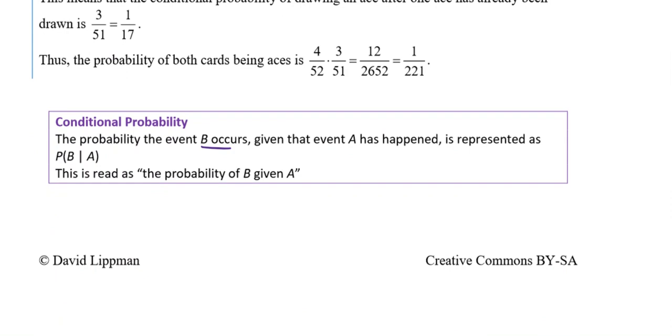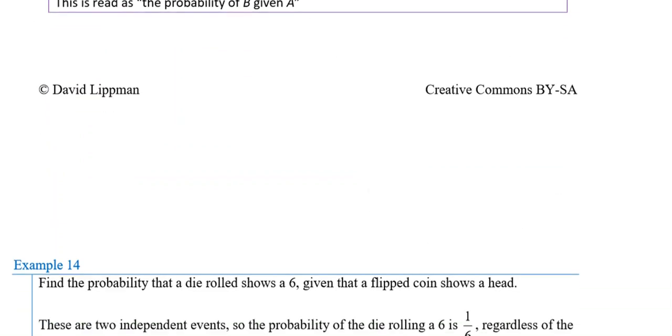And it's represented as this. The probability of B, and then this little line, which will be new, this little line means given. So the probability of B given A is the way that you would say that. Okay, it's probability of B given A. And I'll show you what I mean by that. So let's do an example.